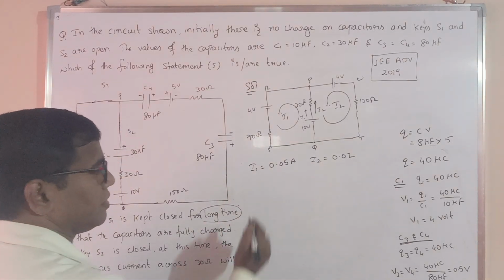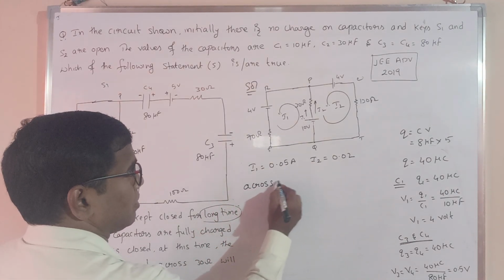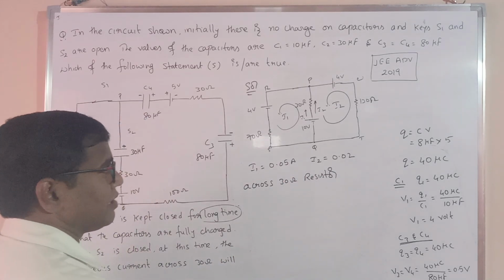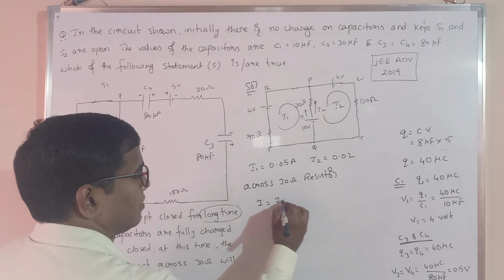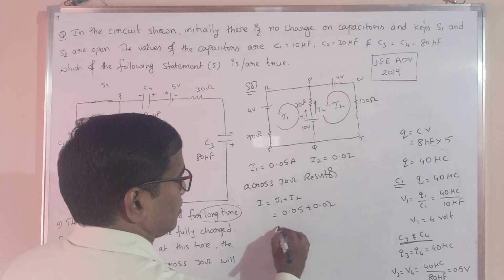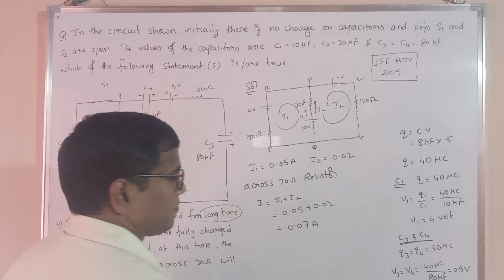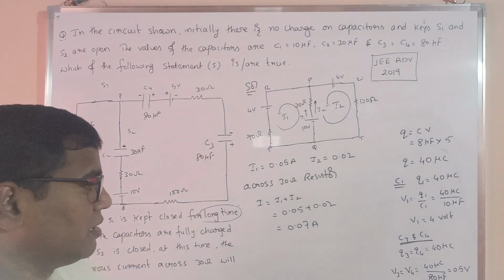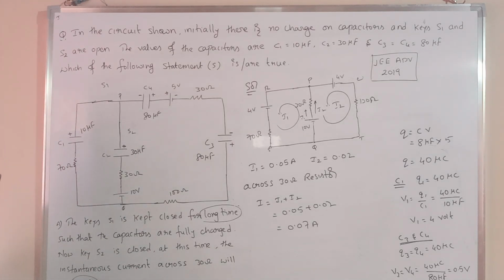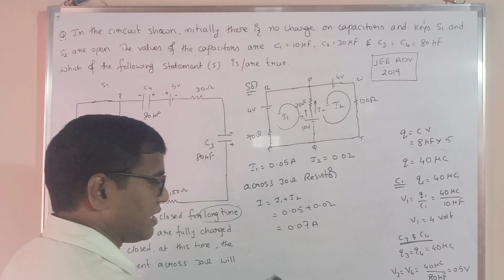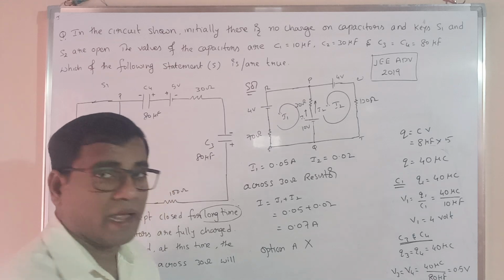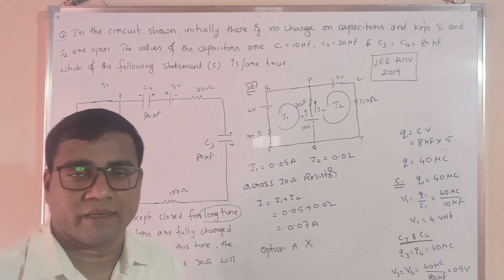And now we will see across the 30 ohm resistor, we will write I is equal to I1 plus I2, which can be written as 0.05 plus 0.02, 0.07 amperes. Current across the 30 ohm resistor is 0.07 ampere, but in this option it is given as 0.2 ampere, which is wrong. So option A is wrong. And now we will see options B, C, D.